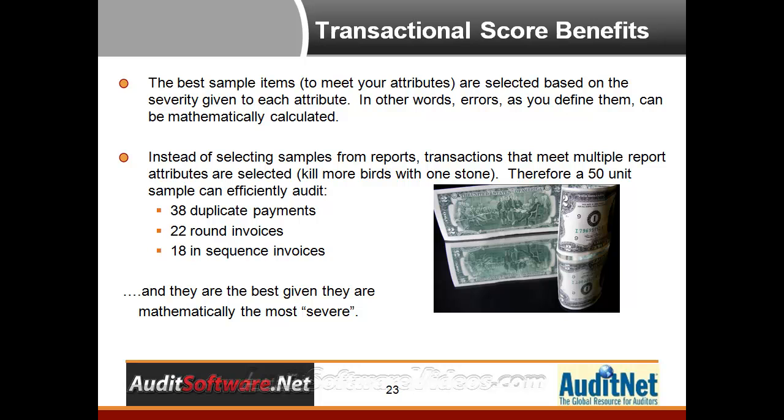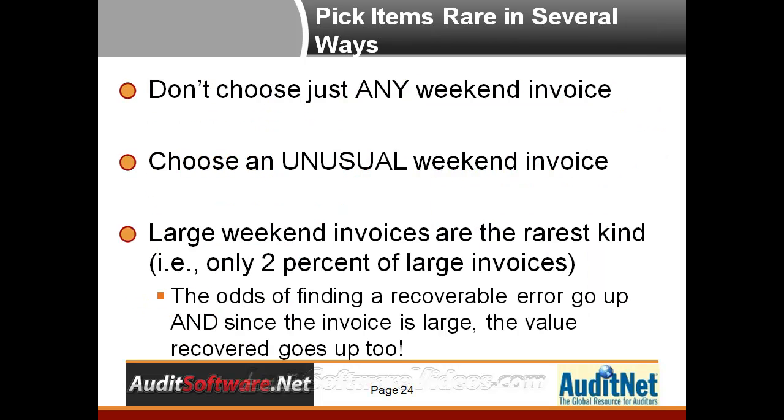But if we're going to pick those 50, let's kill more birds with one stone. That 50 might have 38 duplicate payments, 22 round invoices, 18 in-sequence invoices, and now I'm really hitting the ones that on a combined level are very strange and mathematically the most severe to be taking a look at. We're going to talk more about this as well, but you want to select items that are rare in multiple ways.